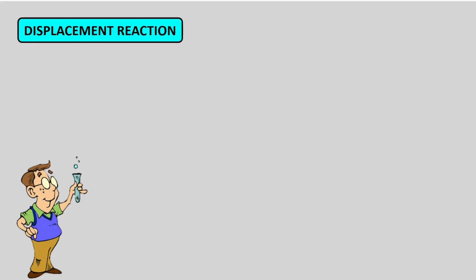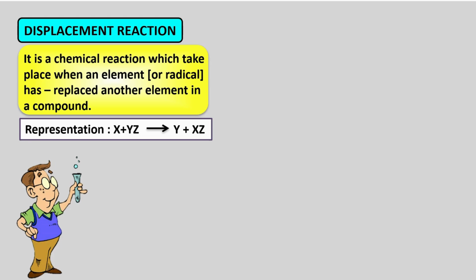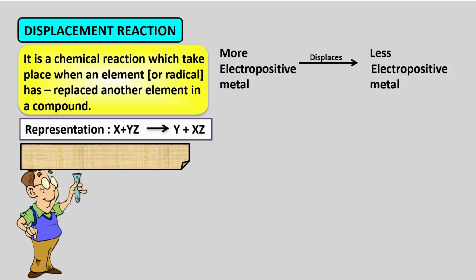Displacement reaction. It is a chemical reaction which takes place when an element or radical replaces another element in a compound. The representation is like X plus YZ is equal to Y plus XZ. The more electropositive metal displaces the less electropositive metal. Zinc plus CuSO4 is equal to ZnSO4 plus Cu.